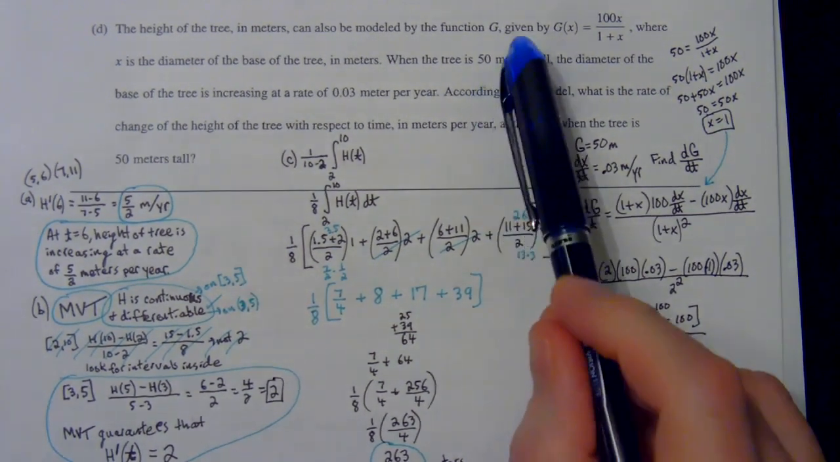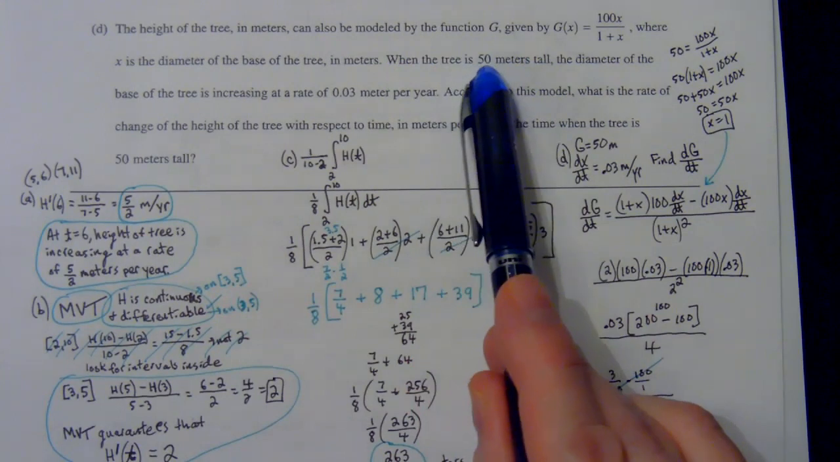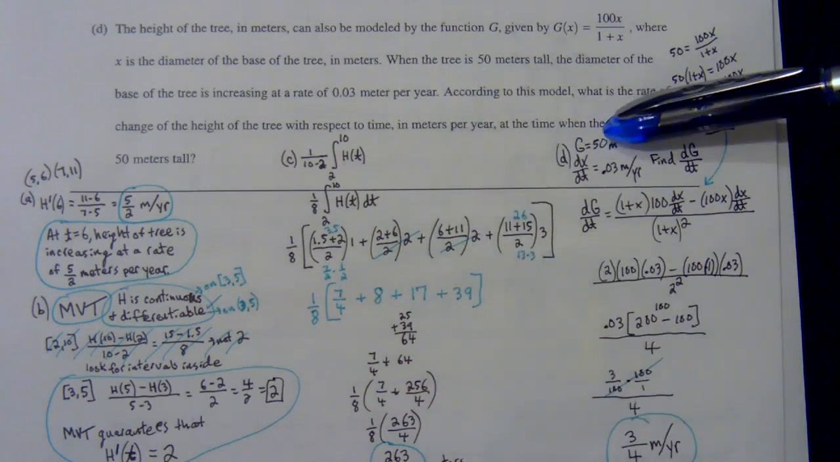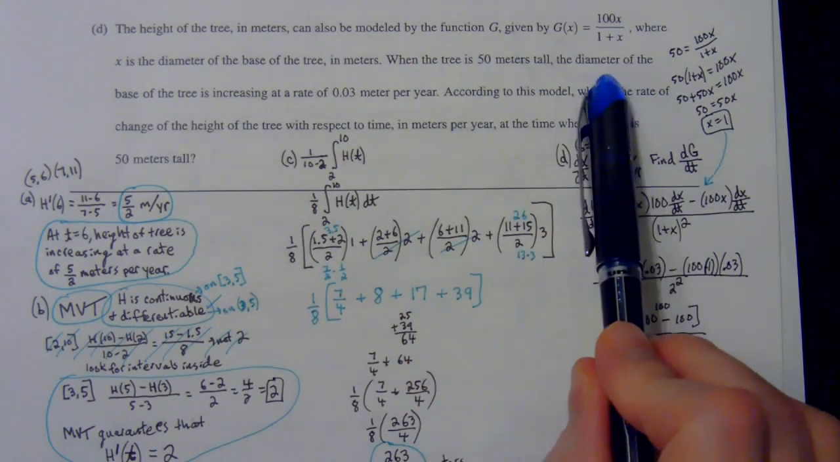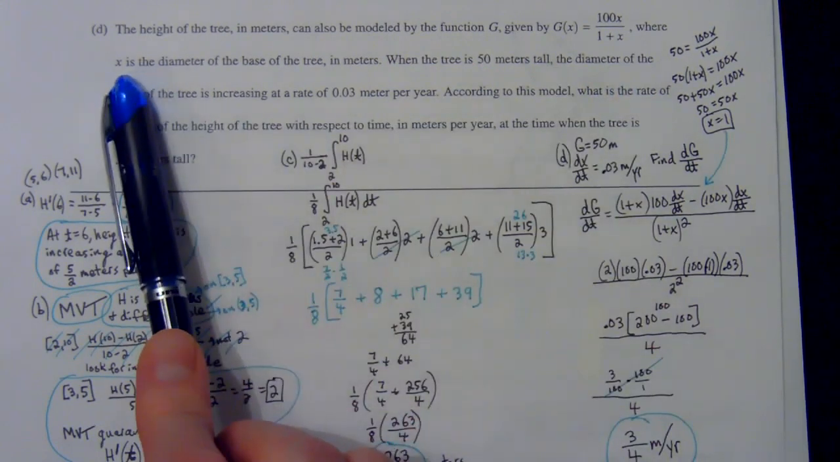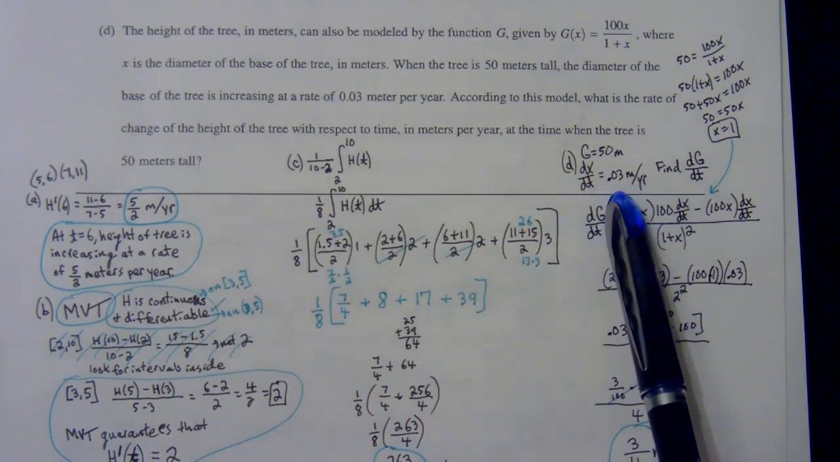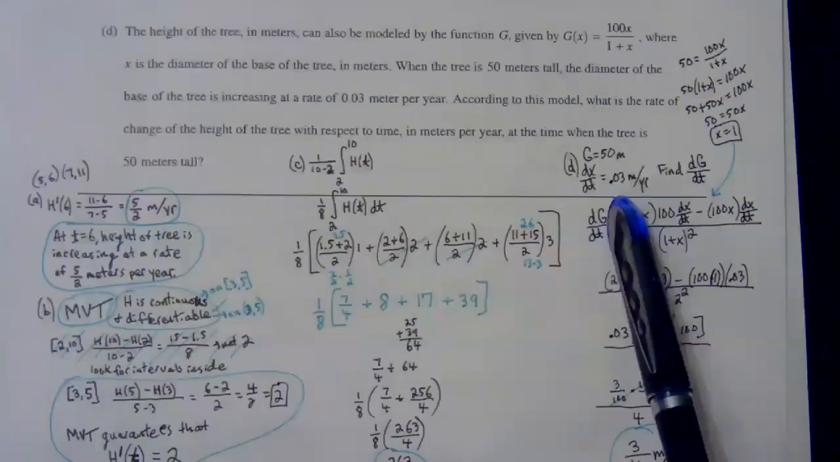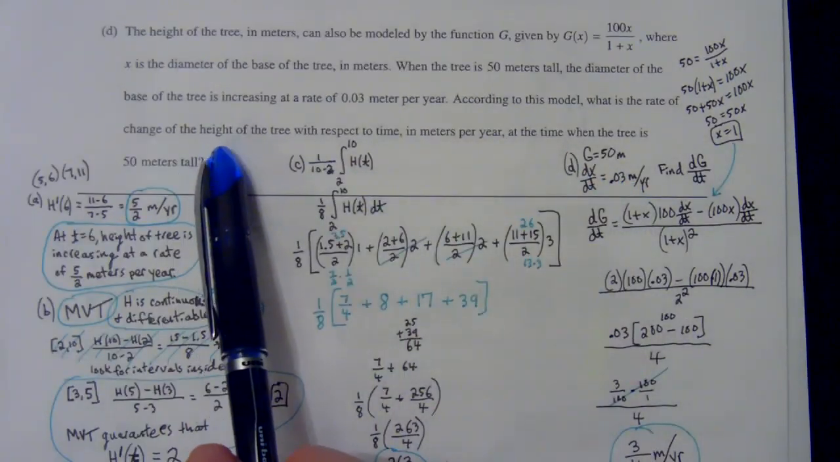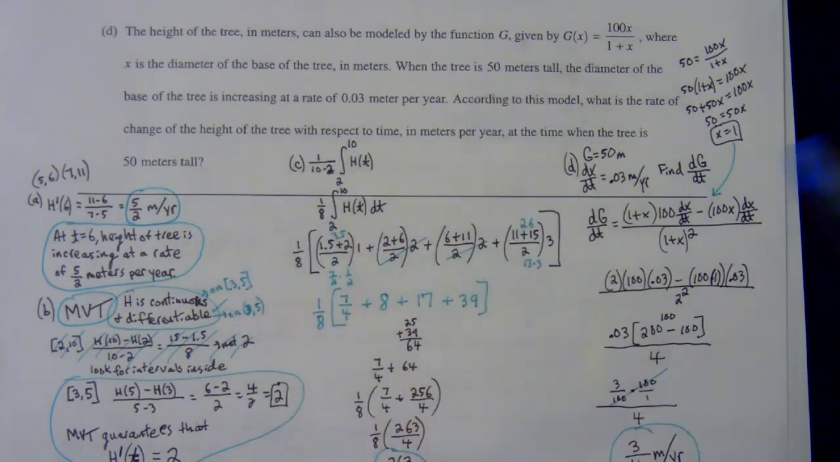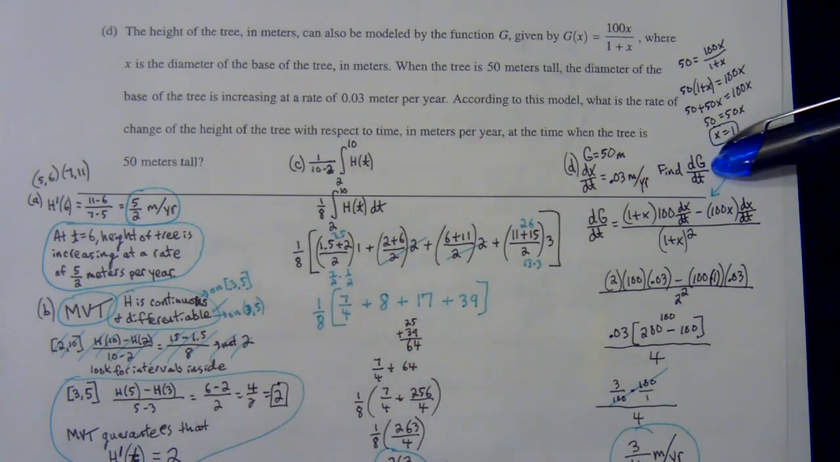It says when G is the height, when the tree is 50 meters tall. So I wrote down G is equal to 50. The diameter of the base, that's the X. They're telling us how fast the X is changing. That's dx dt in terms of the symbols there, meters per year. And we want to find out how fast the height's changing. That's how fast that G is changing. We want to find dG dt, all right? We want to find that.